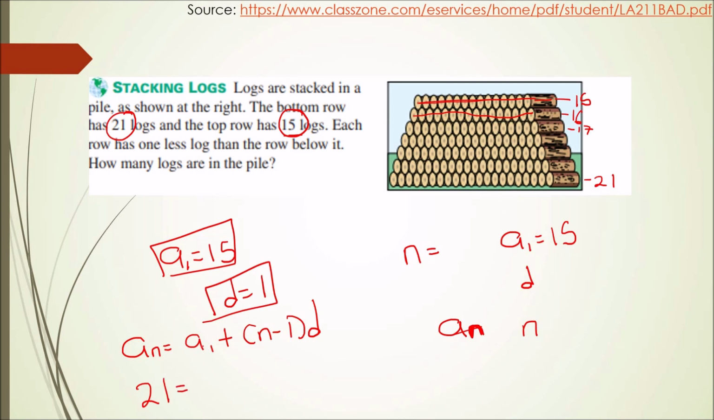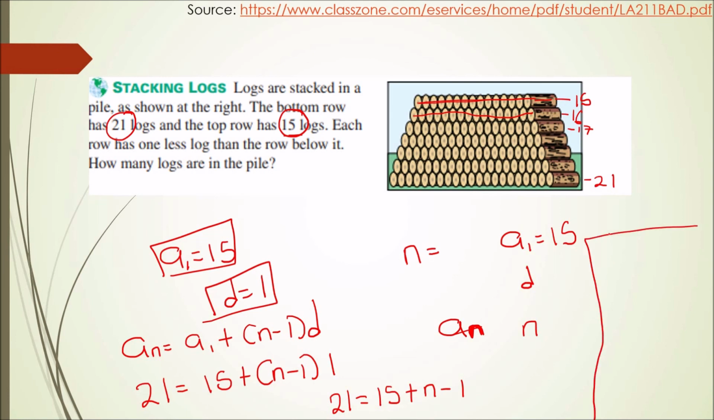21 equals, what's our A1? 15 plus n minus 1. Our D is still 1. So we can just put like this times 1. So 21 will give us 15 plus n minus 1. Let's continue from here. So 21 equals, what's 15 minus 1? That's 14. Let me just put it together. 15 minus 1 plus n. That's 14 plus n. Okay, now n will be 21 minus 14.